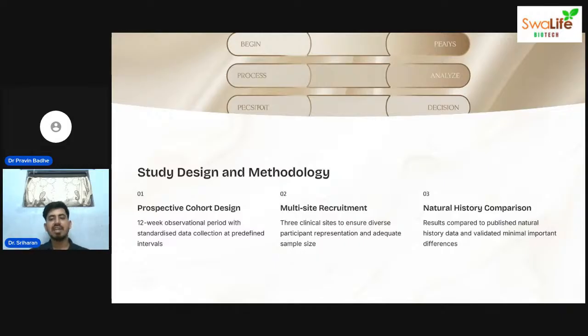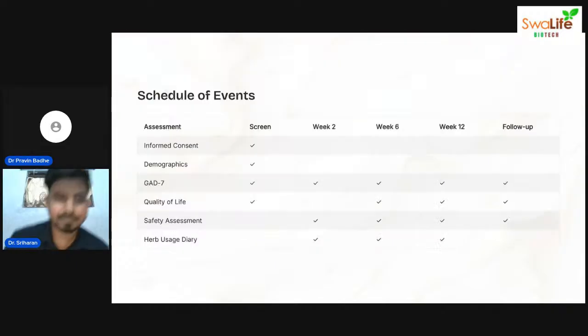And another one is natural history comparison. Natural history comparison is nothing but comparing our research study result with what is already published in a database. So we want a comparison. If we use the supplement in this treatment, do herbal anxiety disorder patients have improvement versus the people who do not use the supplement? Our outcome is that our supplement gives a higher outcome in the patient. Likewise, we are doing the natural history comparison.